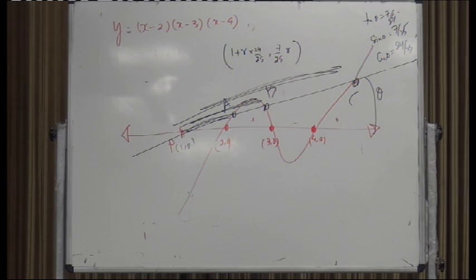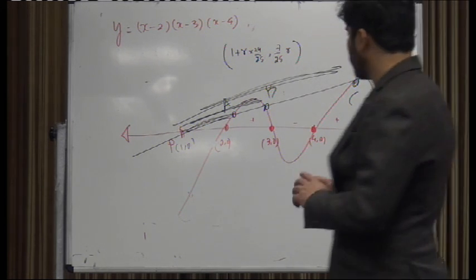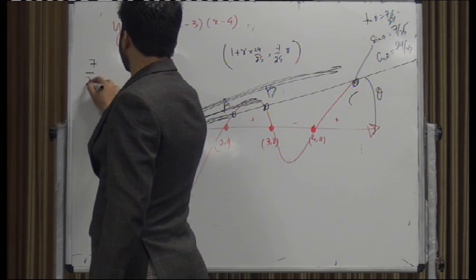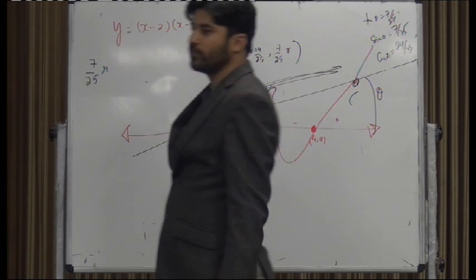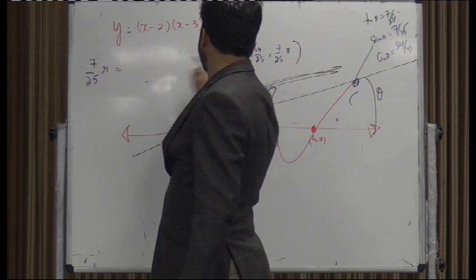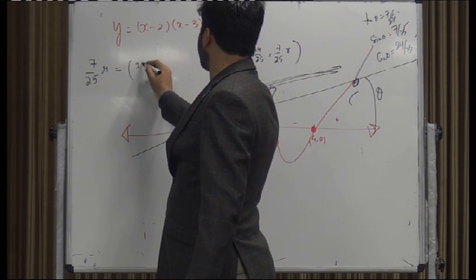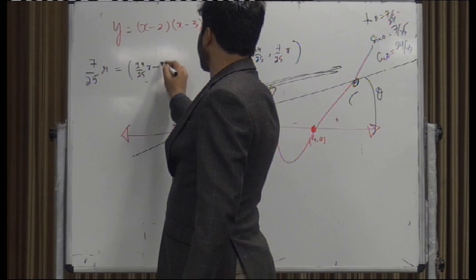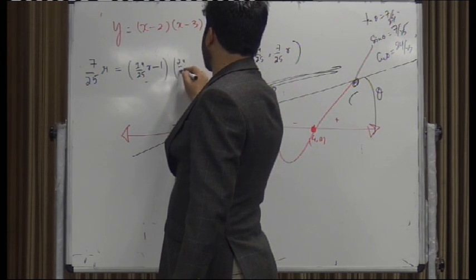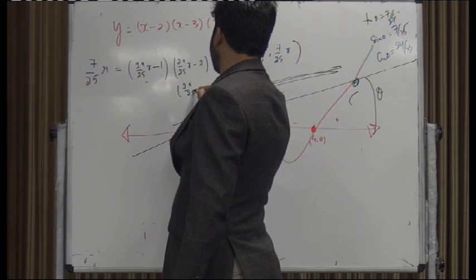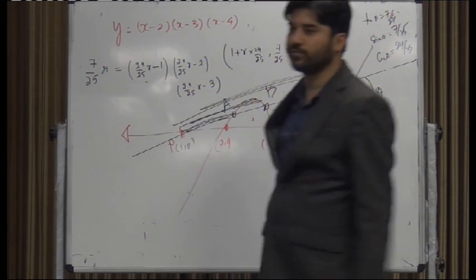तो एक्चुअली तुम्हें इसको सॉल्व भी नहीं करना है, तुम्हें बस इसका कोफिशिएंट्स ध्यान रखना है. तो if I feed y would be equal to 7 by 24, which eventually will be 1 plus r by 24 minus 2 कितना हो जाएगा, 24/25 r minus 1 into 24/25 r minus 2 into 24/25 r minus 3, right?